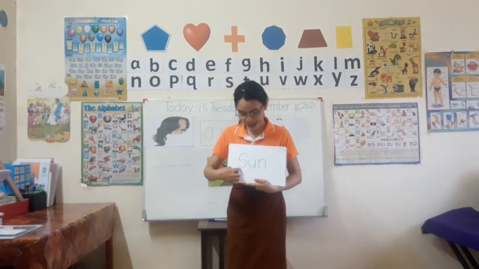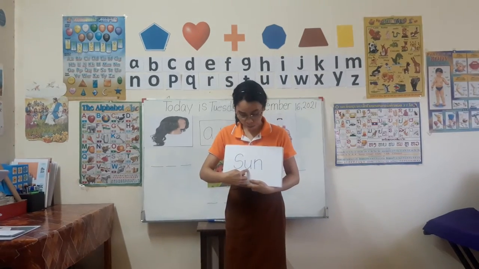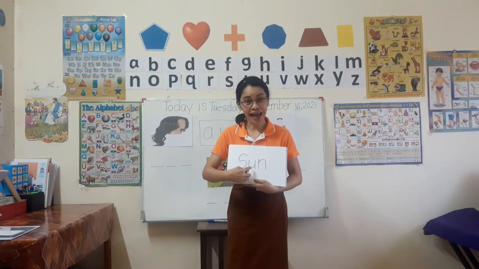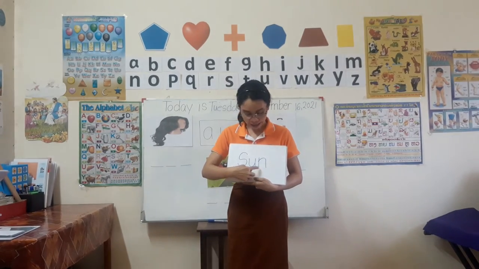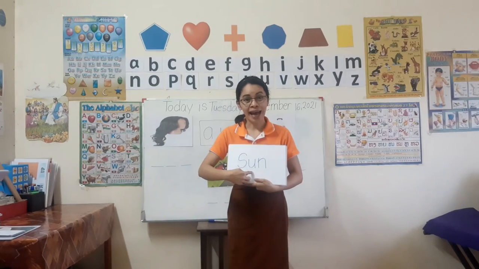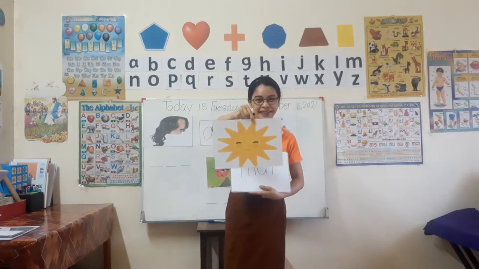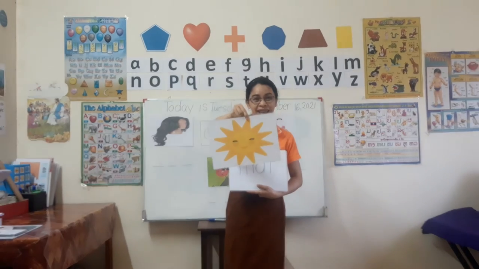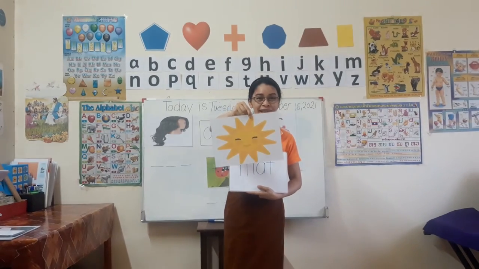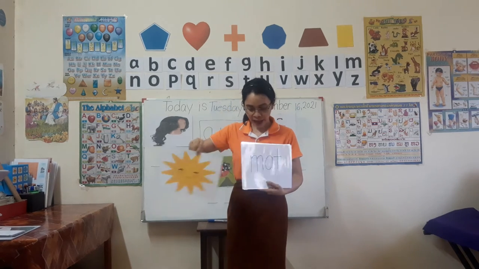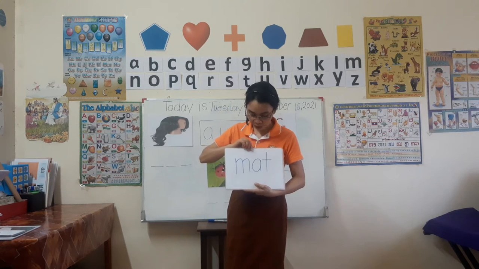Okay, can you see this? This is letter S. This one, U says a. The sound of this is s-a-n, san. Yes, this is a sun. In Pasala, we call this one tawin. Okay, so sun.